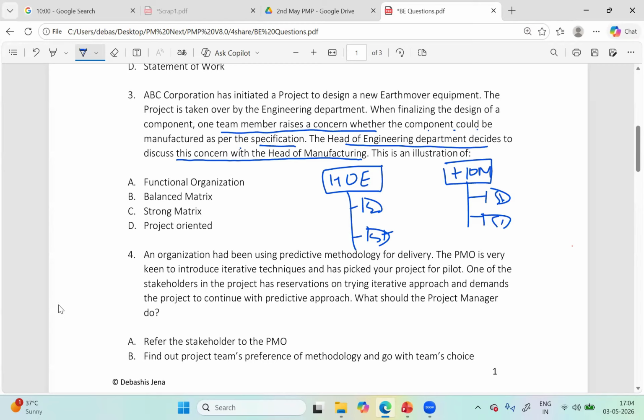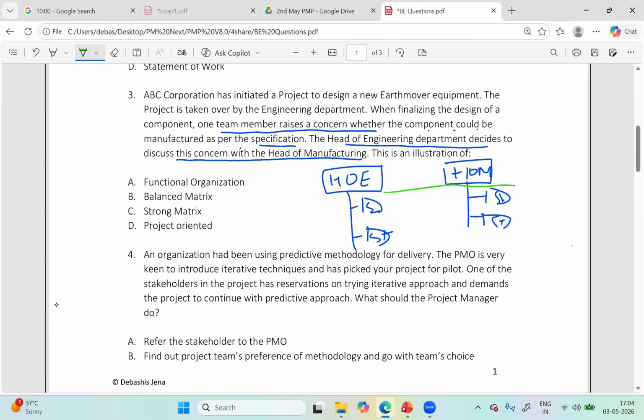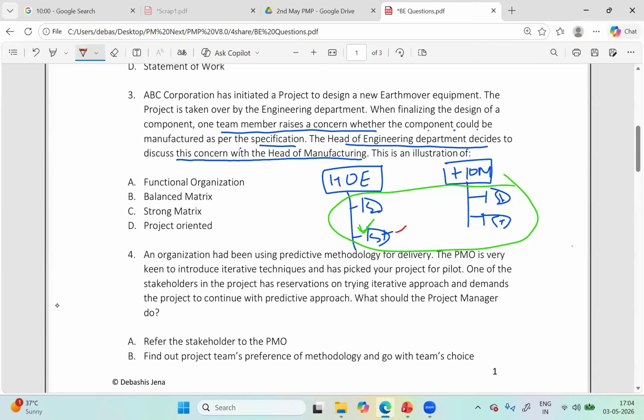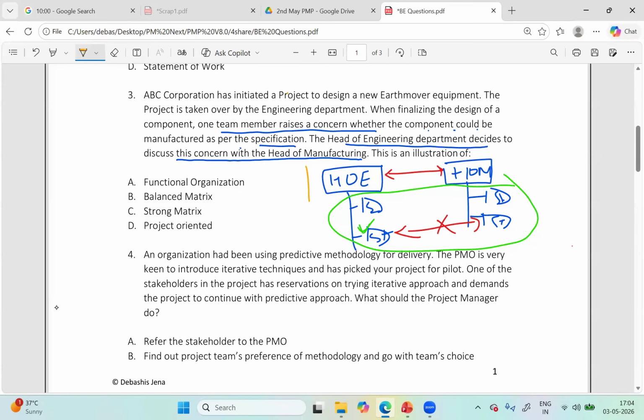Look at it this way. These guys are on the project. Now somebody raised a concern. Let's say this guy raised a concern. This team member could have raised it directly with the member from the other function. But did he do that? No, he didn't. Instead, what the question is saying is that the head of engineering is discussing the concern with the head of manufacturing. Meaning, what the question is pointing out is that coordination for the project is happening at this level, at the functional manager's level.